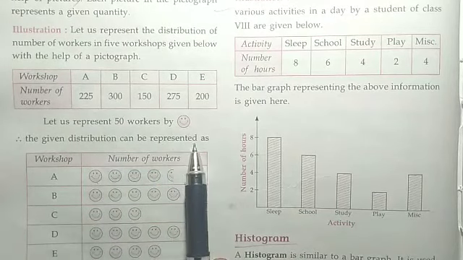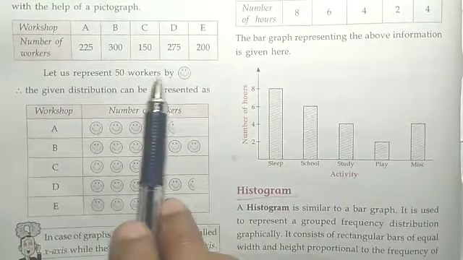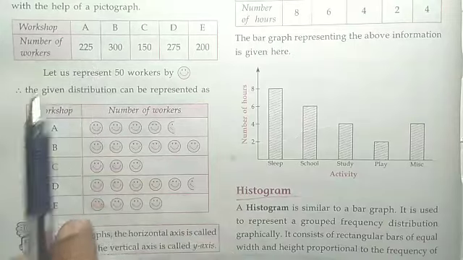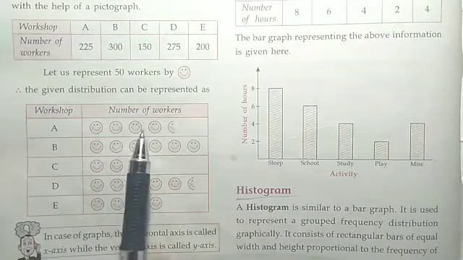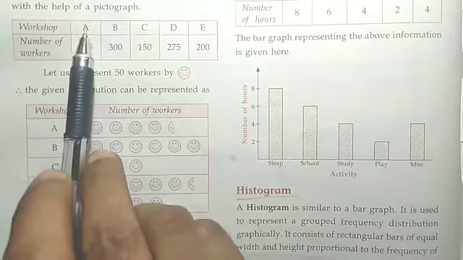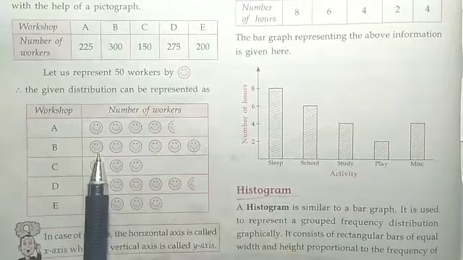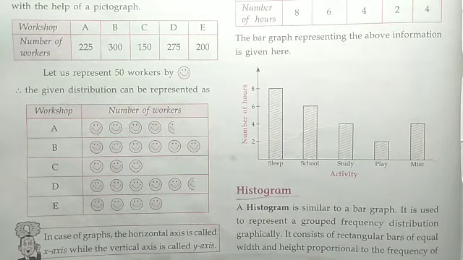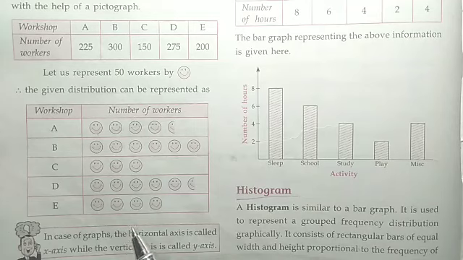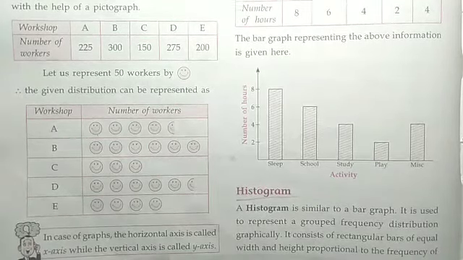The given distribution can be represented as follows. For A, each picture represents 50 workers: 50, 100, 150, 200, 225. For B it is 300: 50, 100, 150, 200, 250, 300. So this one is a pictograph. It is not that important, and in many cases we will not use a pictograph. That is the first graphical representation.